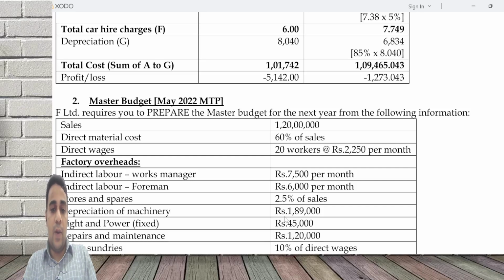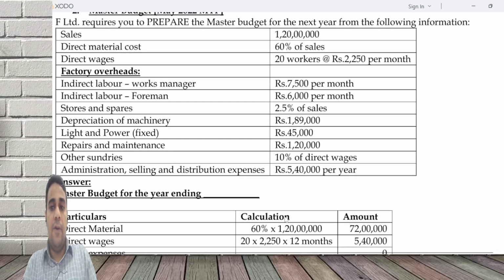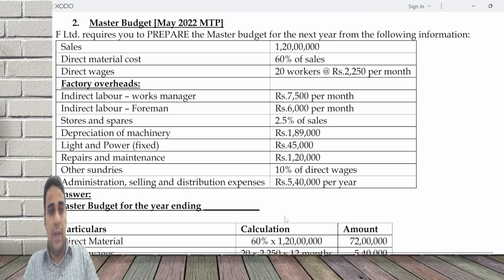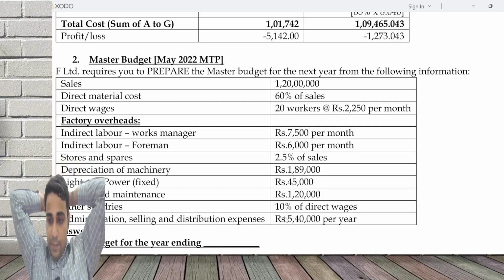F Limited requires you to prepare the master budget for the next year from the following information: sales 1 crore 20, direct material cost, direct wages, factory overheads, indirect labor, works manager, foreman, stores and spares, depreciation, light and power, repairs and maintenance, other sundries, administration expense. Now, first you go through this and I'll explain them.